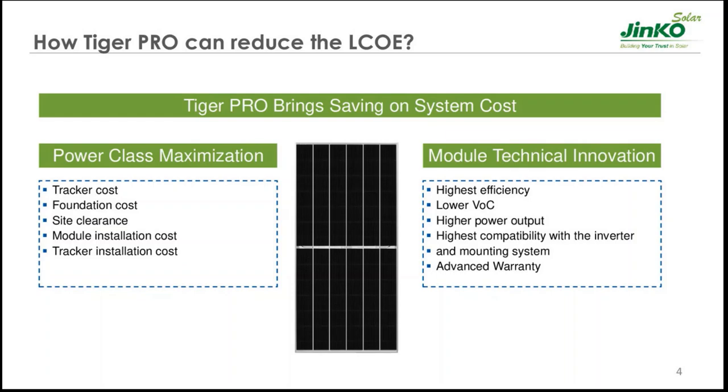Specifically speaking about LCOE, today we are going to touch every kind of aspect in order to understand why this model and why this technology is going to affect dramatically the LCOE. In principle, by using Tiger Pro technology, we are going to save in terms of BOS from many parts of the design. So let's just think about tracker cost, foundation cost, the site clearance, and all around the DC architecture, and all the model technology innovation are going to affect all your electrical parameters that you are going to use for your design.